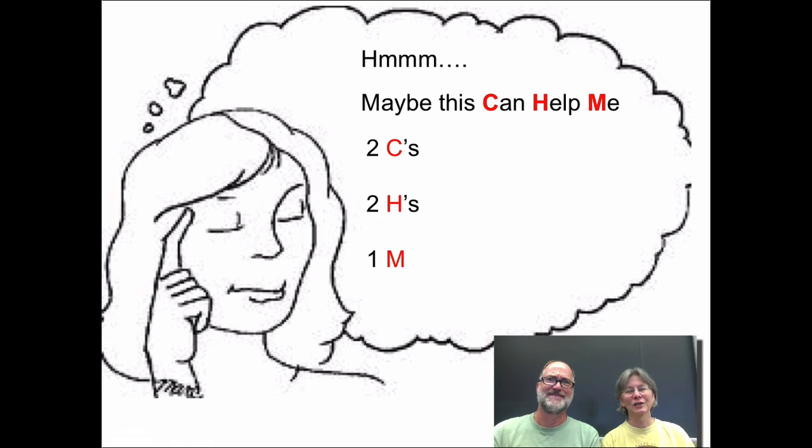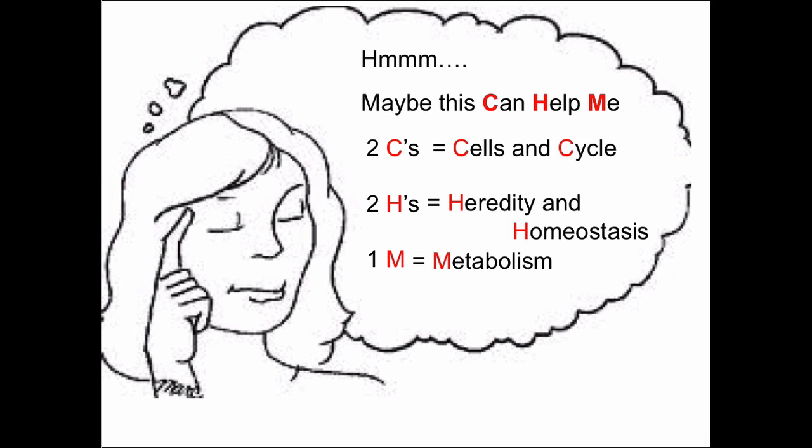In this presentation, we've had 2 C's, 2 H's, and 1 M. Mr. Miller, what are the C's? Let's see. Hey, get it? Let's see. So, like 5 fingers on my hand, there were cells and cycles, heredity and homeostasis, and metabolism. And those are the 5 characteristics that we're going to use as not only as we go forward in this unit, but really as we teach the rest of this school year.